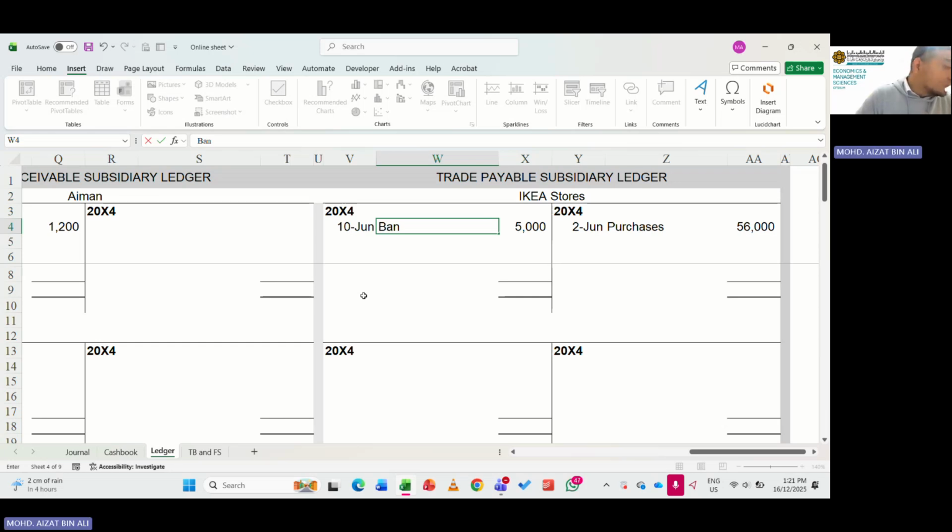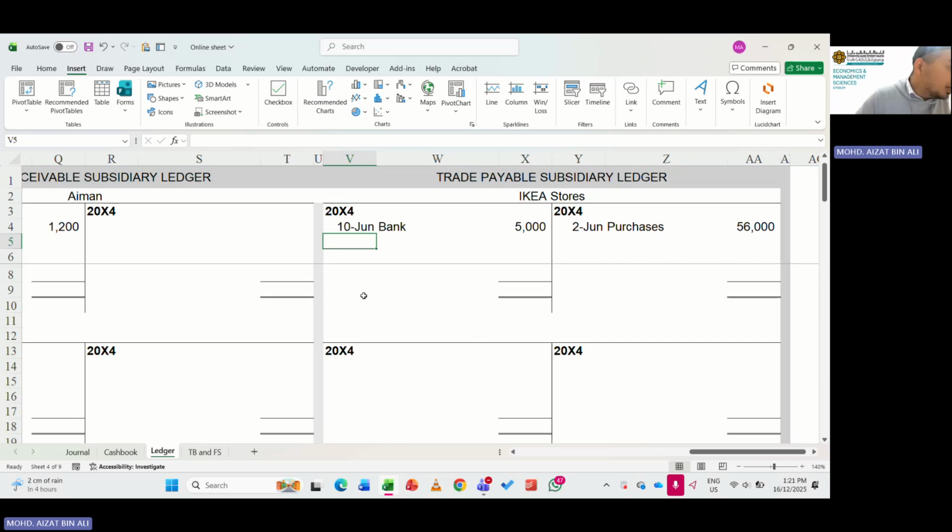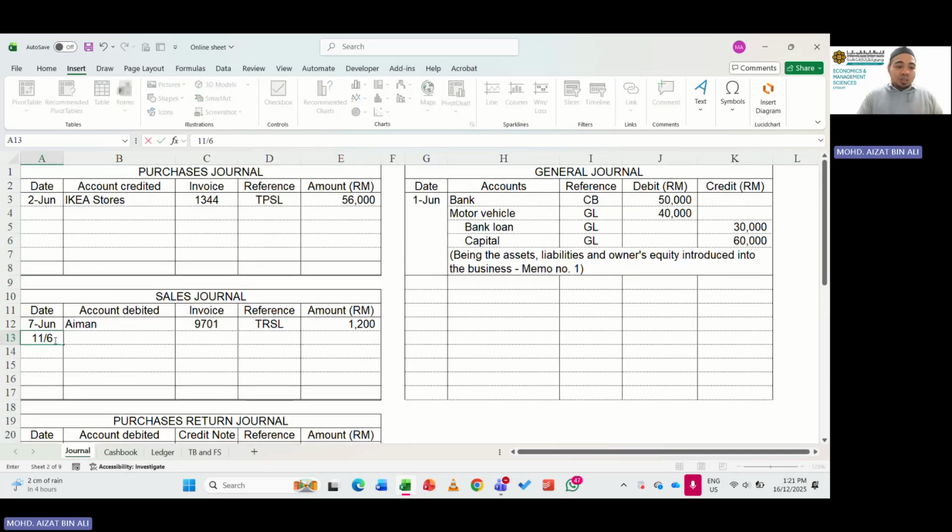11 June. Sold dining set to Adam on account. On account, so it is a credit sale. Firstly, let's go to our journal. Sales journal, 11 June. Adam. Invoice number 9703, the reference is TRSL, and the amount is 8,000 ringgit.